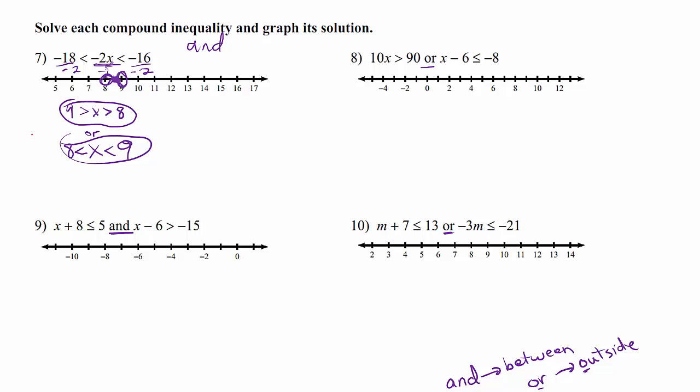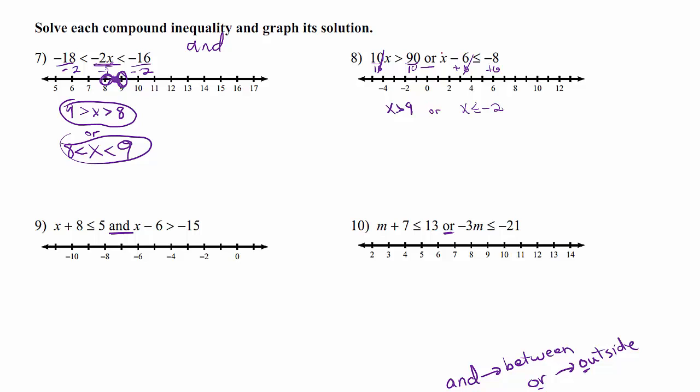On 8, it says or. So these are two completely separate inequalities here, separated by this or. So we're going to take 10x greater than 90 and solve that by dividing by 10. So we get x is greater than 9. And then we're going to look at x minus 6 is less than or equal to -8. So that's going to add 6 to both sides. So x is less than or equal to -2.